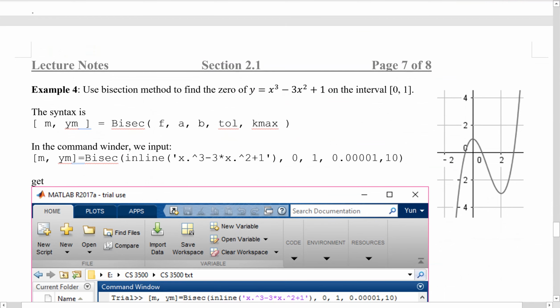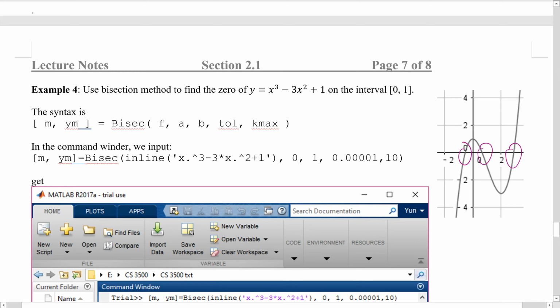Okay, look at this example. Use the bisection method to find the zeros of this function on the interval 0 to 1. So we can use GeoGebra or any graphing software to graph the function, and it looks like this. You can see from this picture we have a zero between -2 and 0, a zero between 0 and 2, and a zero that is bigger than 2. So far, so good, everybody? Okay, so how can we find all 3 zeros?